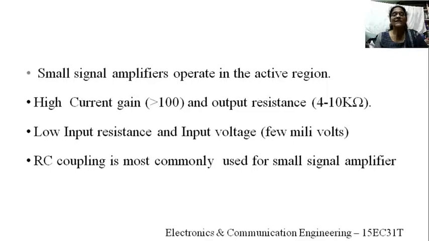In small signal amplifiers the current gain is high, greater than 100. Current gain, for the CE amplifier we are using, is the ratio of output current to input current, that is IC by IB. So the current gain is high, and the output resistance is also high, that is 4 ohms to 10 kilo ohms.